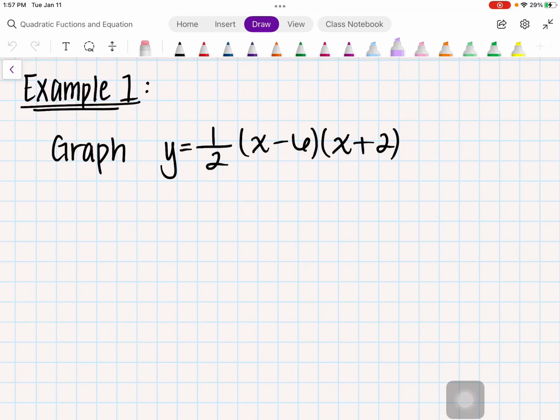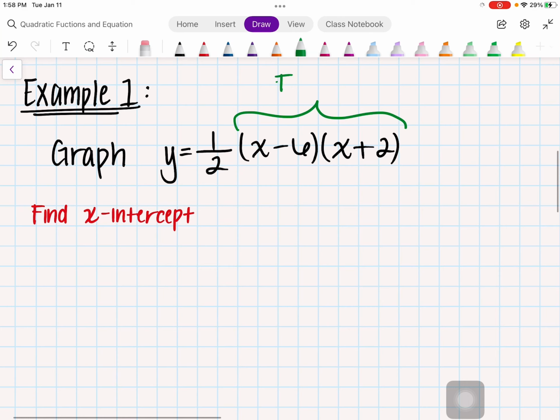Started here with example 1, and in this case it says graph y equals 1/2 times x minus 6 times x plus 2. Now, the goal in this case, guys, is to find our x-intercepts and find the vertex. Since we have an expression that's in factored form, or more specifically, because we have these two binomials, that is factored form.